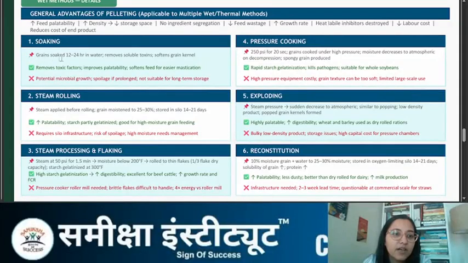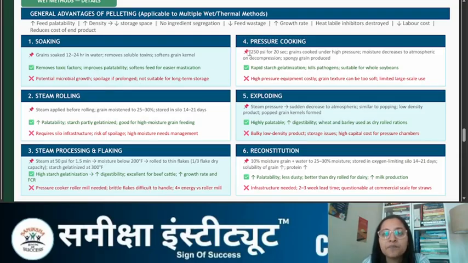Then soaking, the simplest method. Grains are soaked for 12 to 24 hours in water. It removes the soluble toxins and softens the grain kernels. So it will remove the toxic factors, improve palatability, and soften the feed. But the issue is that microbial growth will be there, sometimes fungal growth, and spoilage will occur if prolonged.